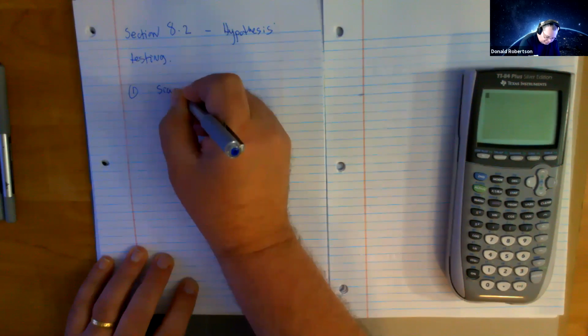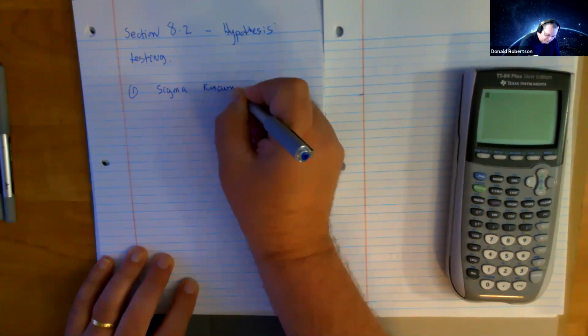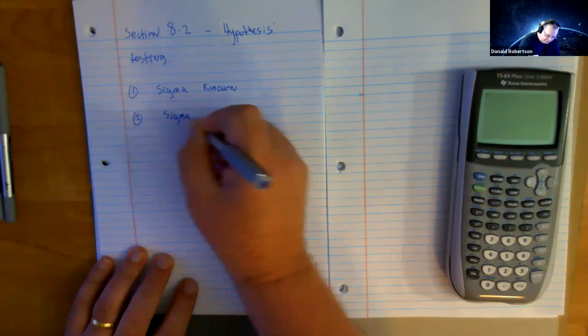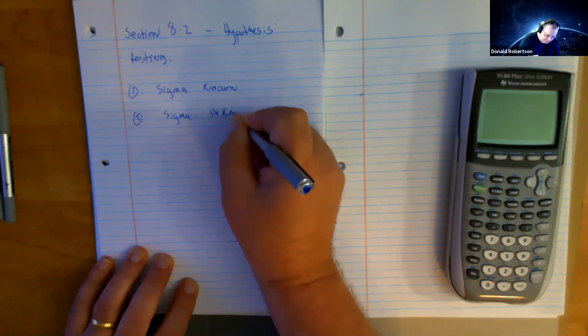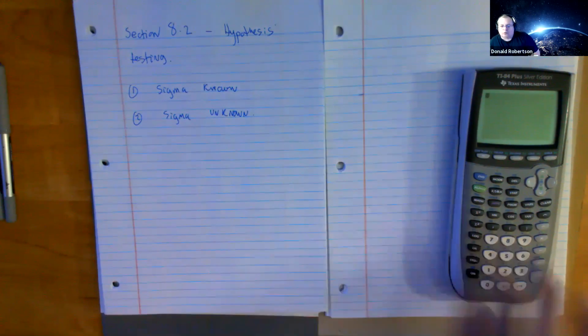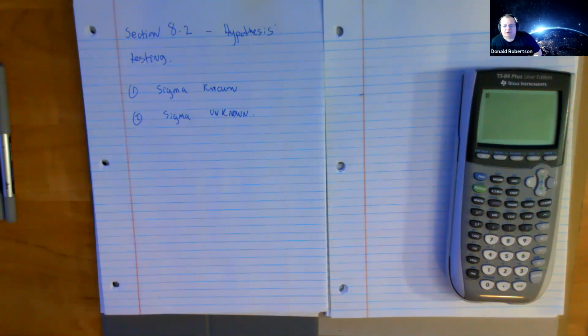We're going to do hypothesis testing, which is weird. There are going to be two versions. Sigma known. The second version is going to be sigma unknown. Okay. So I'm going to create a story of each of these and show you how the calculator can be used to do the whole thing for you, right?